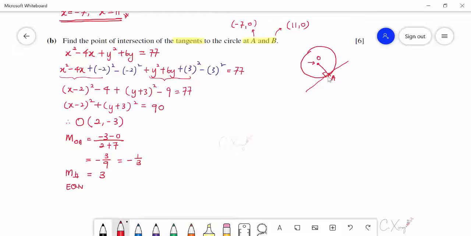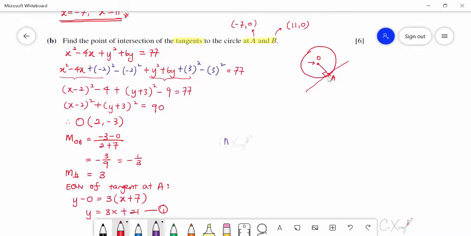This is at point A. So I want to form the equation of the tangent at point A. It will be y minus 0 equals m times (x minus -7), so it becomes plus 7. So y equals 3x plus 21. This is my first equation of tangent, at point A. Then we do the same thing for point B.